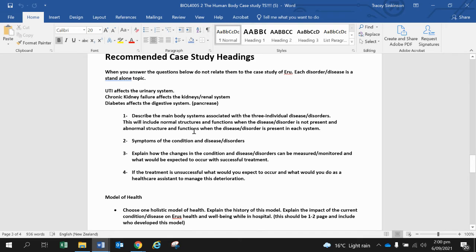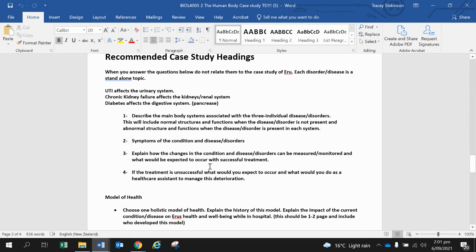So you're going to talk about that and how the pancreas functions normally. And then when diabetes type 2 is present, what's going wrong? What's that insulin not doing, so to speak? Signs and symptoms with someone with diabetes. How are the changes in the condition? Again, how do you measure and monitor someone with diabetes? How would you know if they're getting better? Or question number 4, what happens if the treatment's not working?